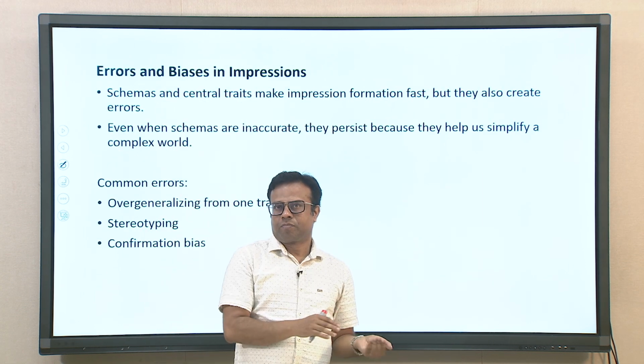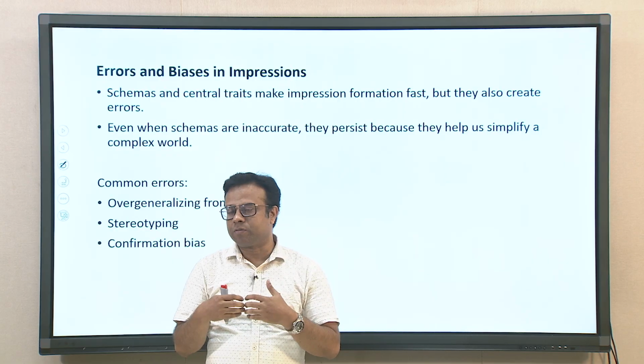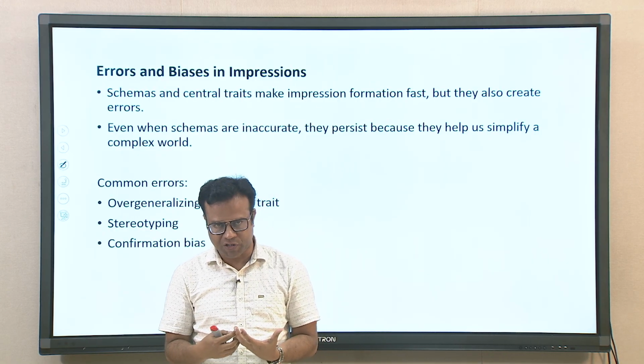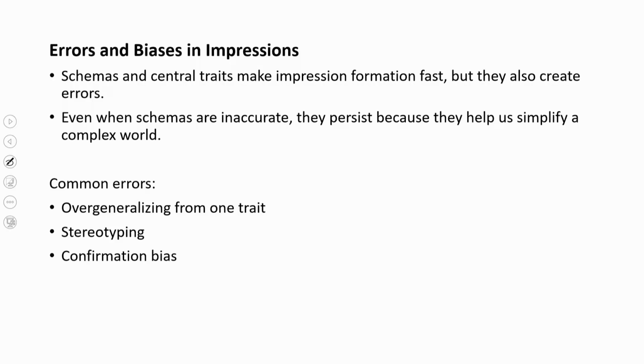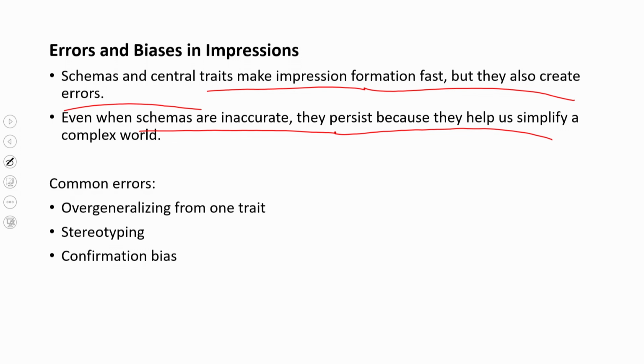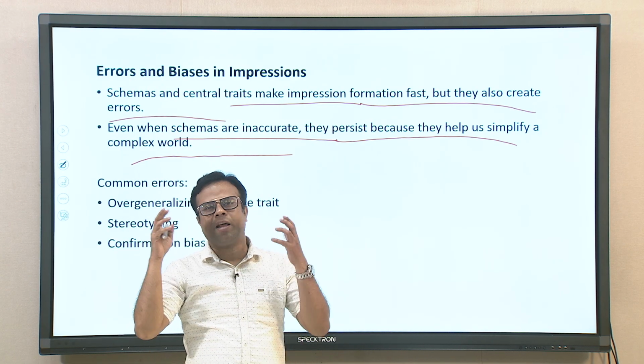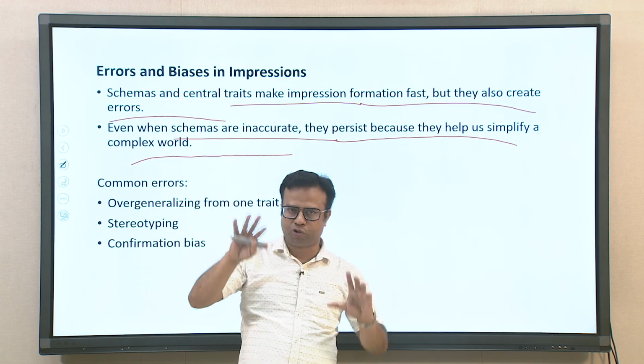So, as we said, impression formation is a very quick process. There can be errors or biases in the impression, especially when we use schemas and so on. Central traits make impression formation fast, but they also create errors, because you are judging based on a few characteristics. Even when schemas are inaccurate, they persist because they help us to simplify a complex world. Many times we find our mental frameworks are not correct, still we continue to use them, because they help us to process information quickly about the social world.